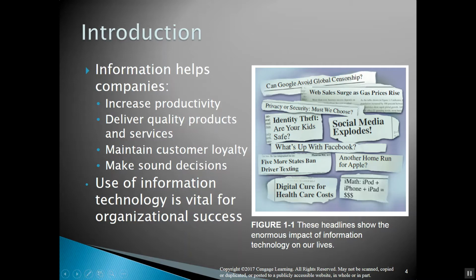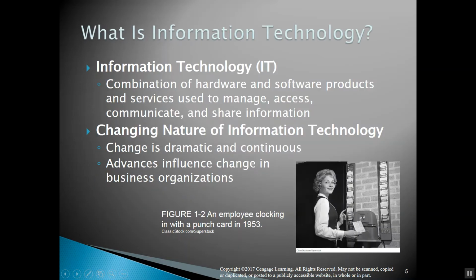Now, information helps us make sound decisions. We can maintain customer loyalty. If you go into a store and they ask you what your zip code is, why do they care? They want to find out where their customer base is. If they collect that data over time, they can crunch the numbers. That becomes information. Now they know where their store really should be because of where their customer base is. Now, information technology is a combination of hardware and software products and services used to manage, access, communicate, and share information.